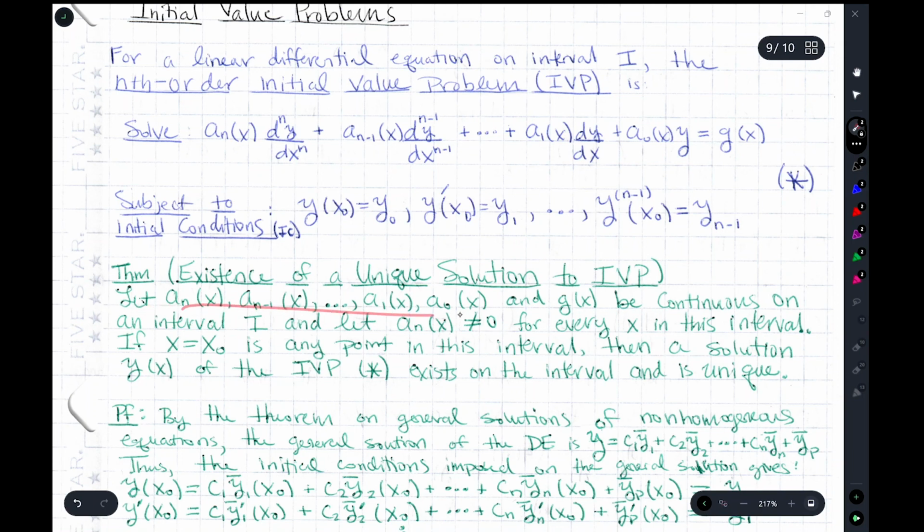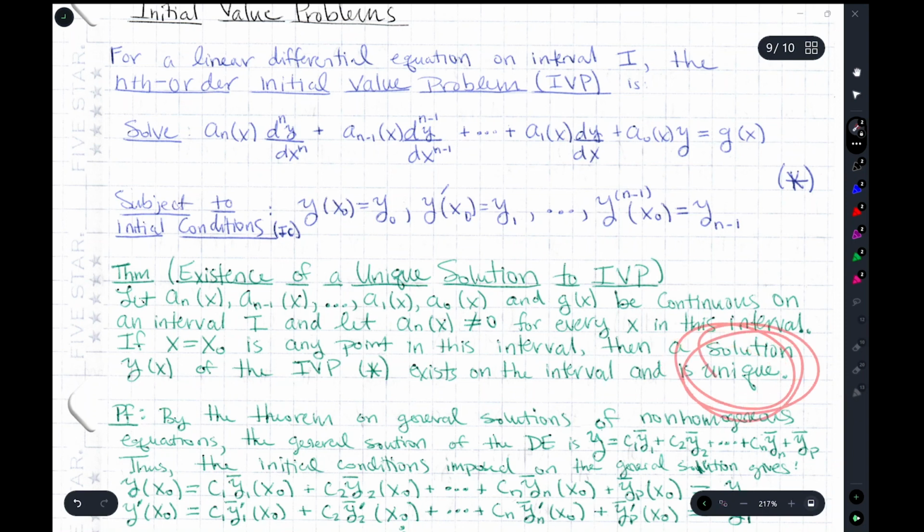Let a sub n, down to a naught, and g of x be continuous. So up here, we're going to assume all of these are continuous on an interval I. And we're going to make sure a sub n isn't 0. That's important for every x in this interval. So it's never 0. If x equals x naught is any point in the interval I, then a solution y of x of the IVP exists on the interval and is unique.